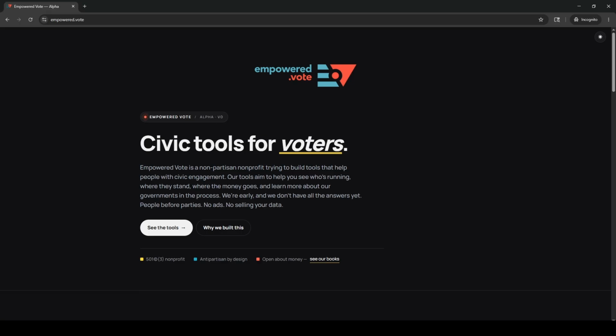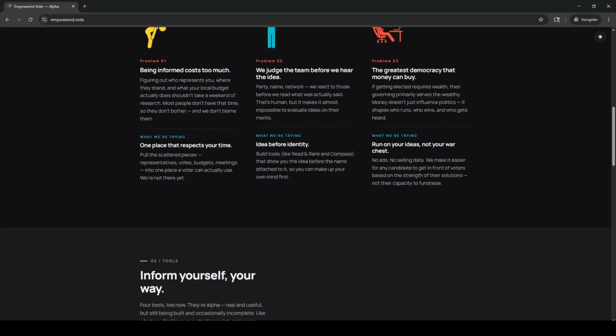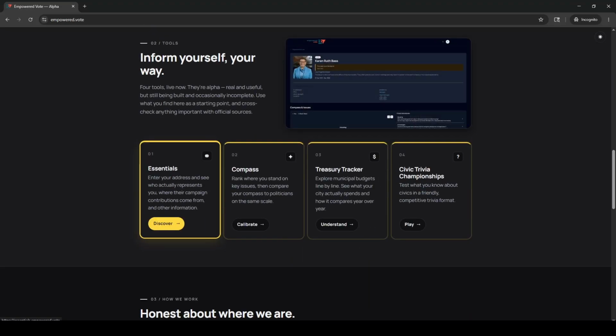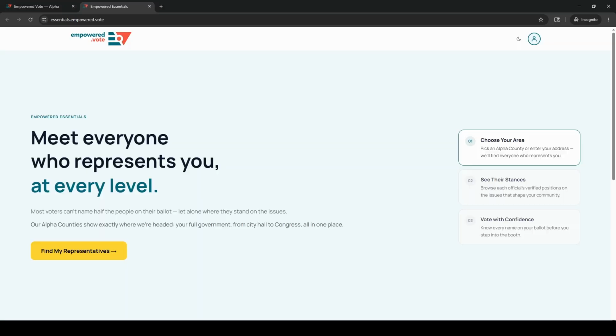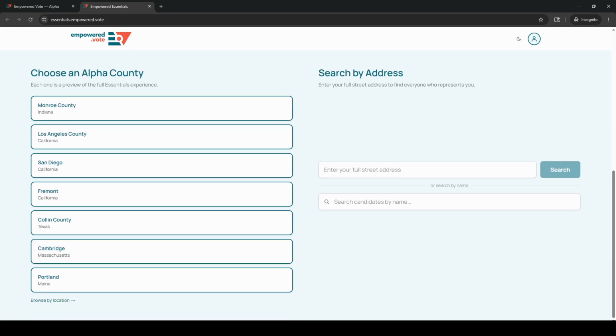I like dark mode, and then come down here, scroll down, and we have 4 features that I probably won't get to all of them right now, but you can explore them all as we go through. The first is the essentials, and basically you would type in your address if you're one of our served alpha communities, or you can type in the address of a candidate if you want to look them up remotely.